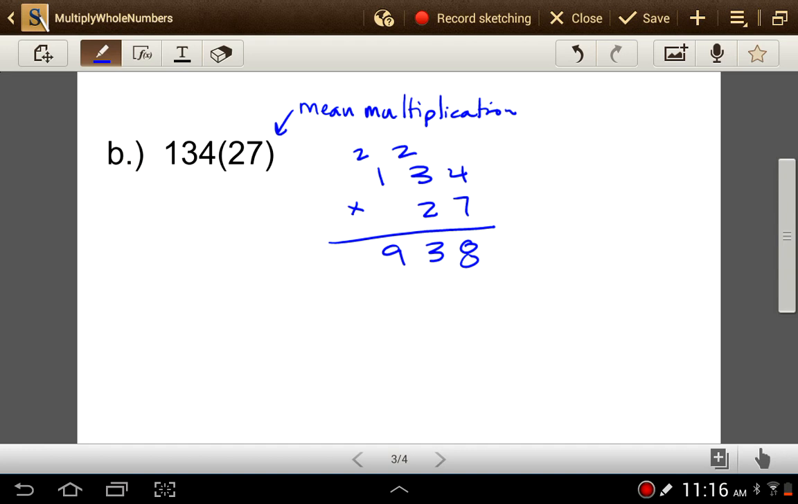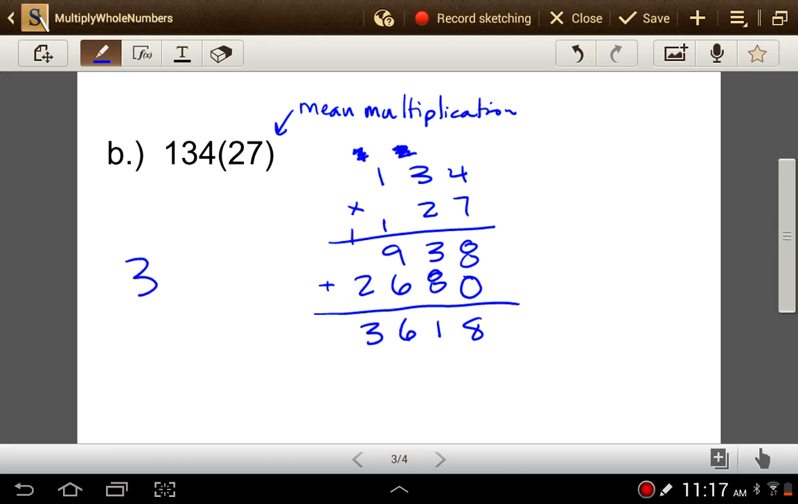Okay, now what I like to do, sometimes I like to cross those out so I remember that they're not for the next number. Okay, remember, when I'm working with the 2, I have to start by putting a 0 on the bottom right, and then I can do 2 times 4 is 8, 2 times 3 is 6, 2 times 1 is 2. Add those together, and you get 8. 3 plus 8 is 11. Put the 1, carry the 1. 1 plus 9 plus 6 is 16. Put the 6, carry the 1. 1 plus 2 is 3. And you get 3,618 as your final answer.